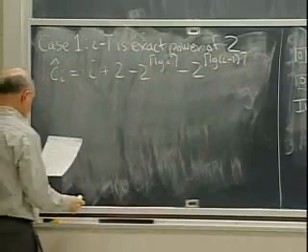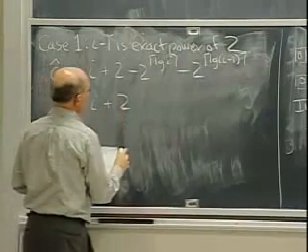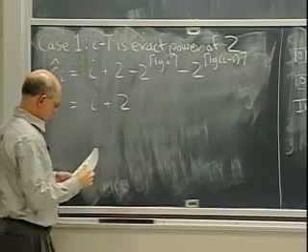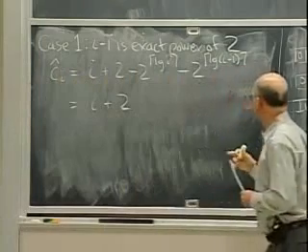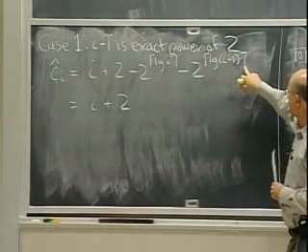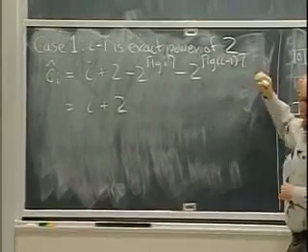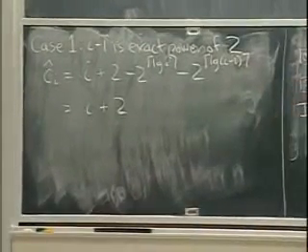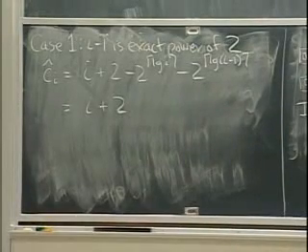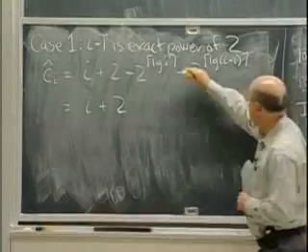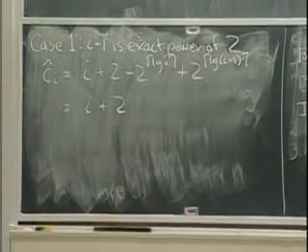Okay. And that's equal to i plus 2. Well, let's see. If i minus 1 is an exact power of 2, what is this term? i minus 1 is an exact power of 2. Plus. Thank you. Sorry about that.